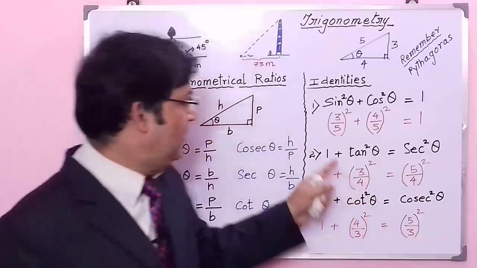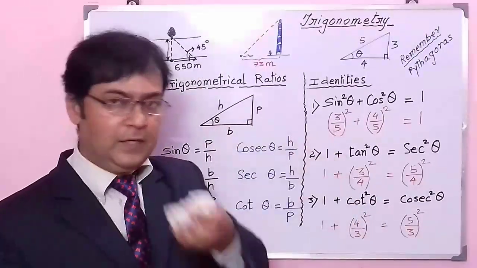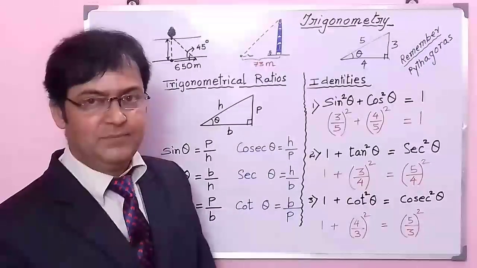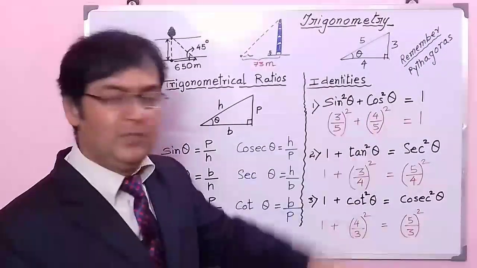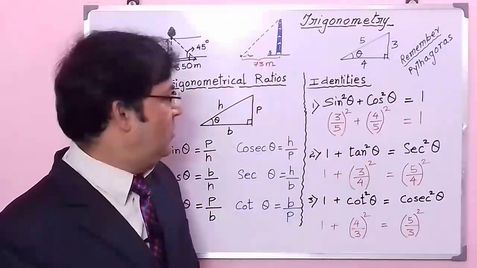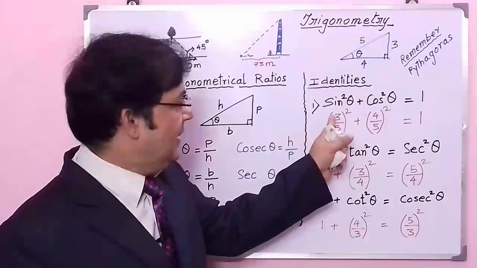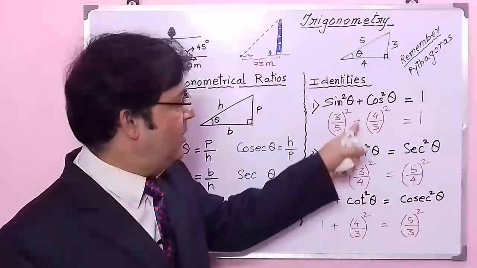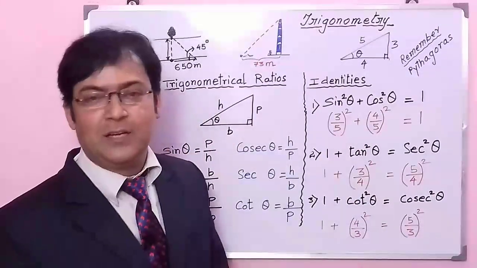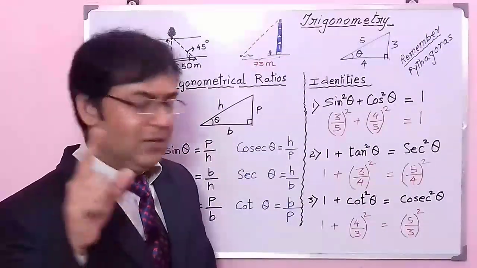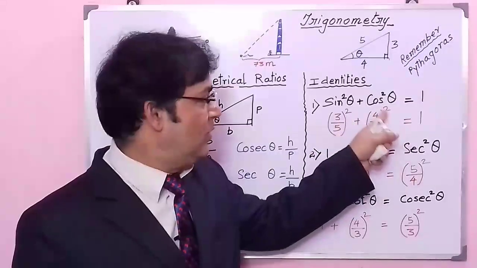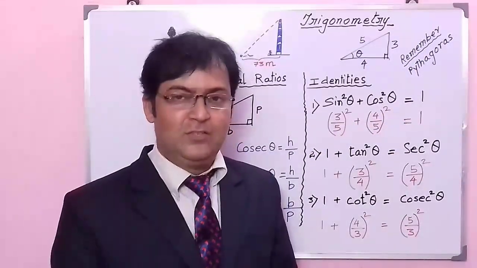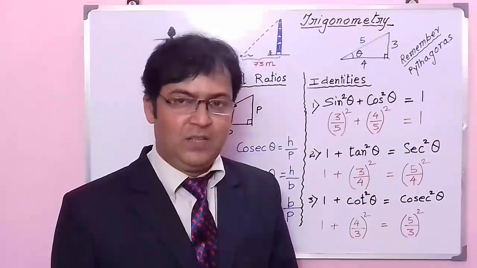Definitely. Let's see. 3 by 5, if you square it, it will come to 9 by 25. And 4 by 5 will come to 16 by 25. 9 plus 16 will come to 25. 25 by 25, you take a rough copy out and calculate, you will find it is 1. That verifies the first identity. Let's see the next one.